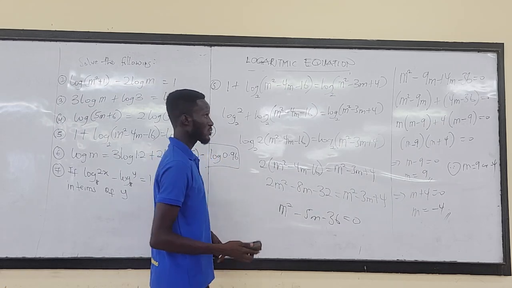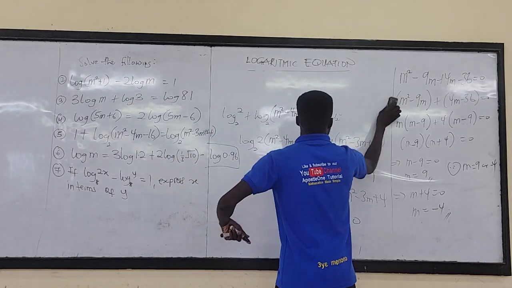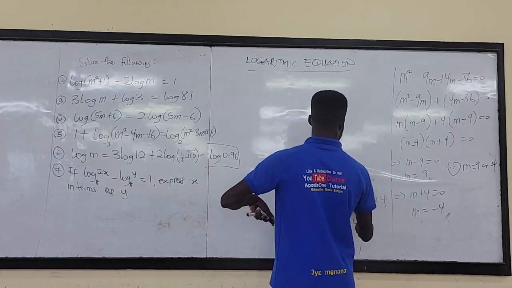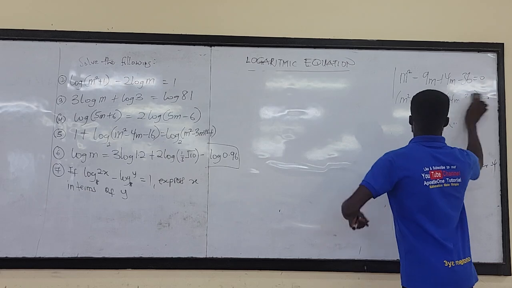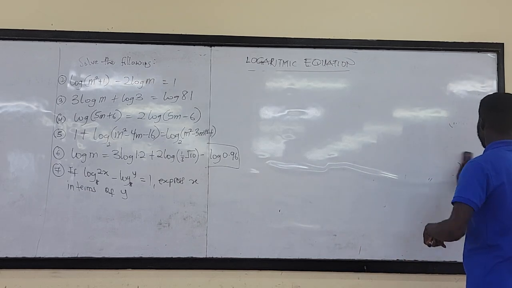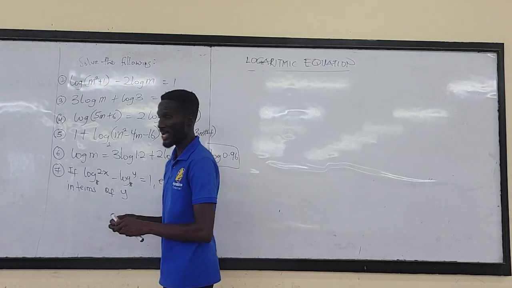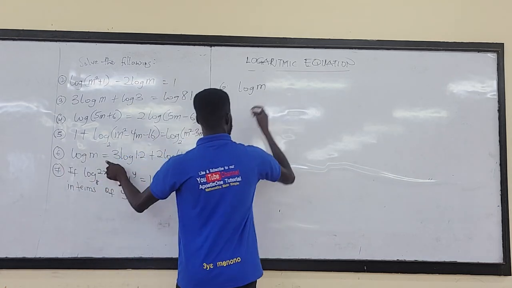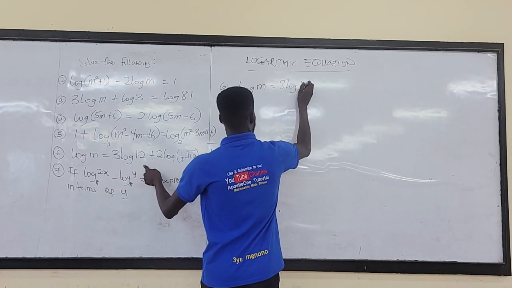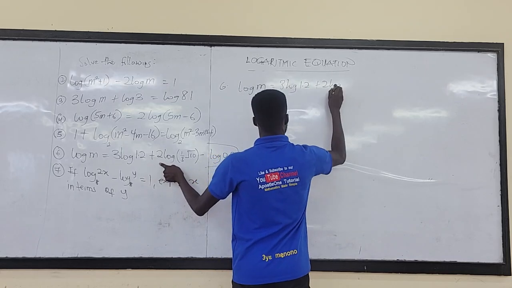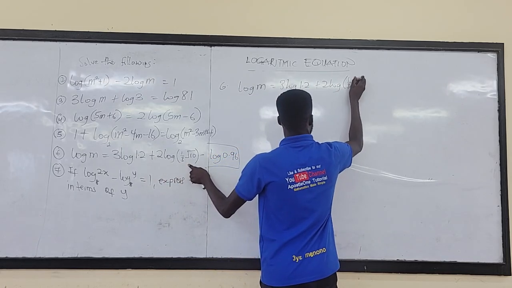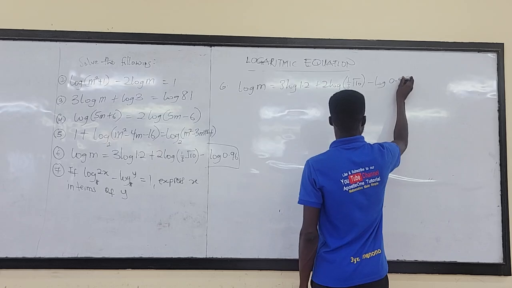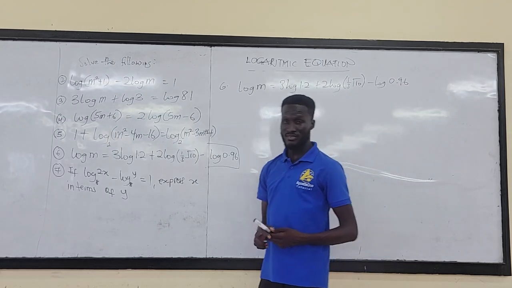Now let's move on to question number 6. With question number 6, we have log m is equal to 3 log 1.2 plus 2 log of 1 over 3 root 10, then minus log 0.96. Now this one, you are going to solve it fast and well.